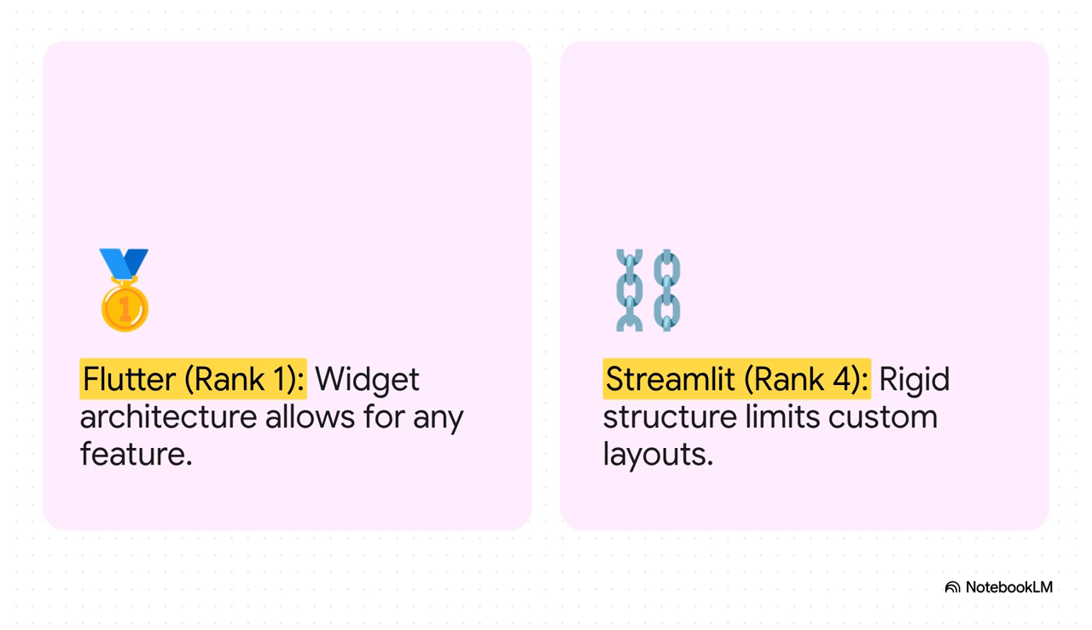Flutter, which was near the bottom for ease of use, rockets to number 1, while Streamlit, our previous winner, is now in last place. Why? It's simple, really. Flutter's powerful widget system lets you build literally anything you can imagine, while Streamlit's rigid structure, the very thing that made it so easy to start with, now becomes a cage limiting what you can do.